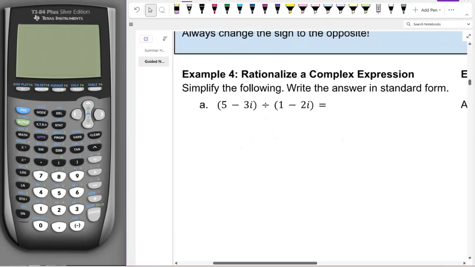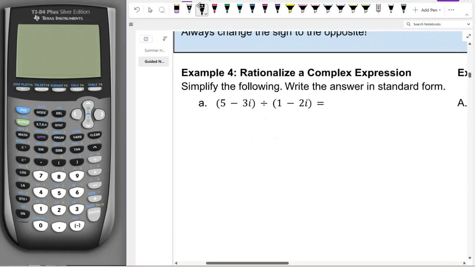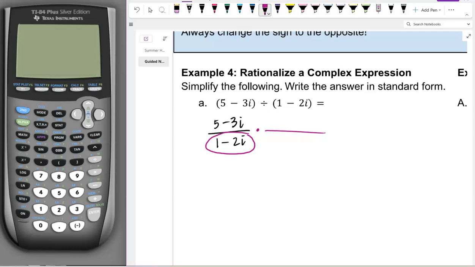Let's take a look here at example 4. If we're trying to simplify 5 minus 3i divided by 1 minus 2i, you probably want to set it up in a fraction form. You're going to multiply by the complex conjugate of the denominator because you can't have an i in the denominator. So in order to get rid of that i in the denominator, you need to multiply by its conjugate, 1 plus 2i. So notice we just changed the sign in the middle.